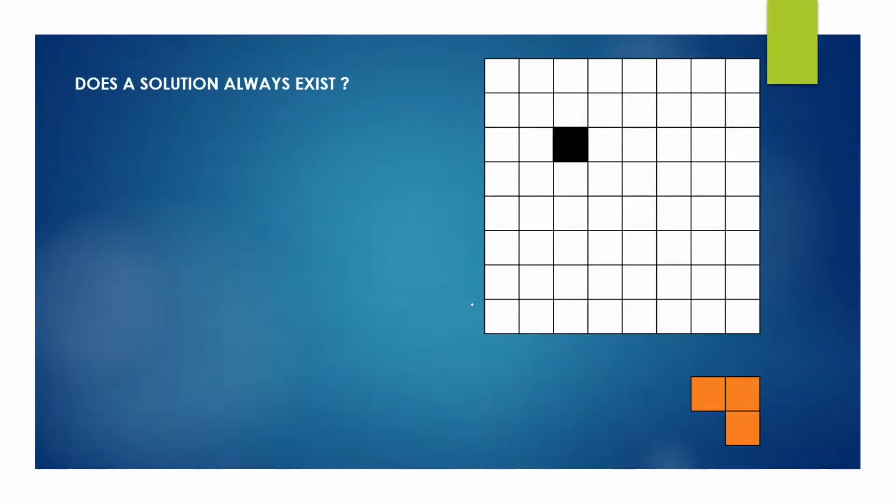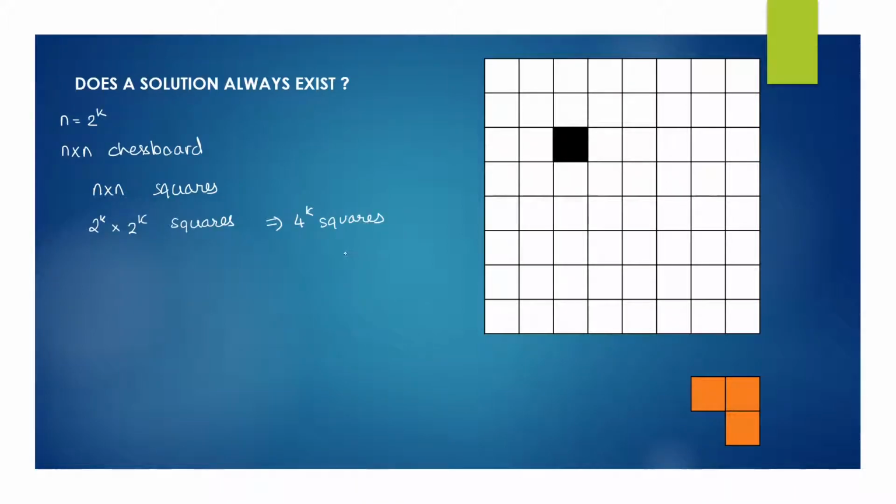Let's get started. So first of all, the question is, does a solution always exist? Well, yes, it does. So let me show you how. So we're given that n is of the form 2 power k, right? And we have an n cross n chessboard, right? So basically, how many squares do we have? We have n cross n squares, right? N multiplied by n squares. And n is of the form 2 power k. So we have 2 power k multiplied by 2 power k squares, right? So if you simplify, this is nothing but 4 power k squares. So you have 4 power k squares in total.